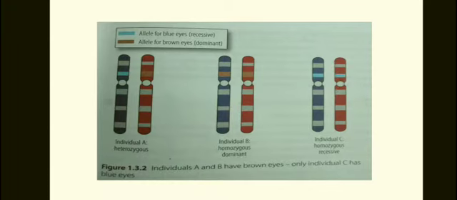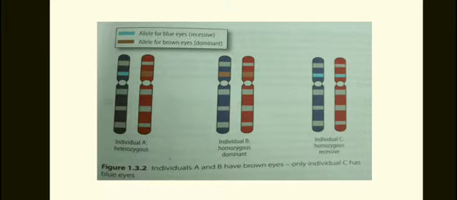All right, for example, here we have individuals A and B with brown eyes. You have the key there: blue for the allele for blue eyes, and the yellow bar for the allele for brown eyes. You see that horizontal bar. The blue one is the allele for blue eyes, which is a recessive characteristic, and below that blue bar there's a brown one, which is the allele for brown eyes.